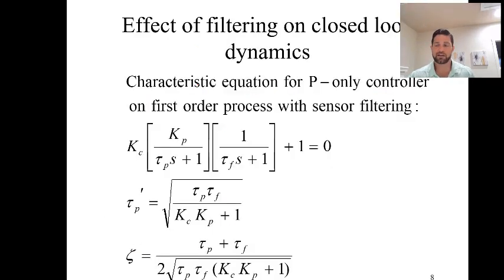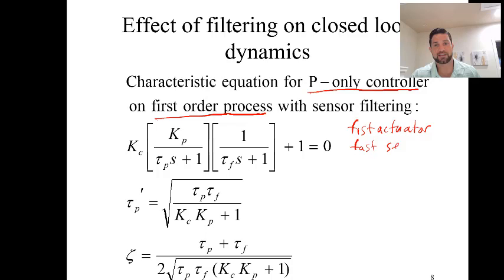Okay, so to see the effect of the filtering on the dynamic behavior of the closed loop process, we're going to do a little exercise where we look at the characteristic equation. For this we're going to use a P-only controller and a first order process. There are some other things in here like actuators, so we're going to assume a fast actuator, which means the transfer function is 1. We're going to assume a fast sensor, so the transfer function for the sensor is 1, but the sensor is noisy, so we're going to filter the sensor using the first order filter.